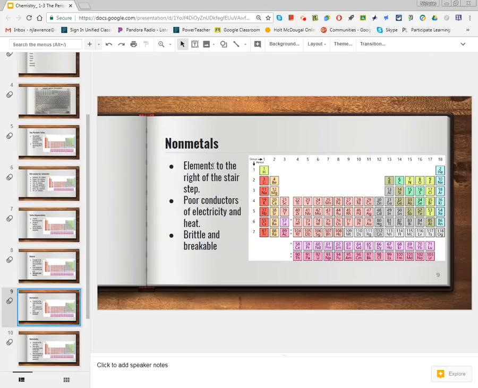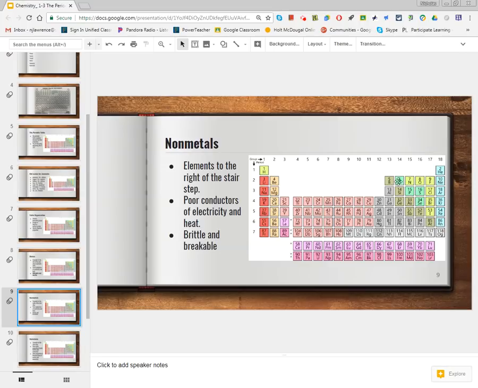Now we have our nonmetals. Again, nonmetals are everything to the right of the staircase, and these are classified as elements that are poor conductors. It means they don't let electricity and heat flow through them very well. And these nonmetals, when they are in a solid state, are brittle and breakable. If I have a piece of metal wire, I can bend it and turn it into a ring, per se. Well, if I had something like sulfur in a solid state, or bromine or iodine, any of these guys in a solid state, they're going to crumble. They're going to be like peanut brittle, that when you go to bend it, it's going to snap and break.